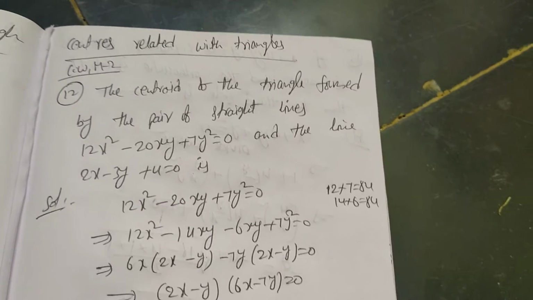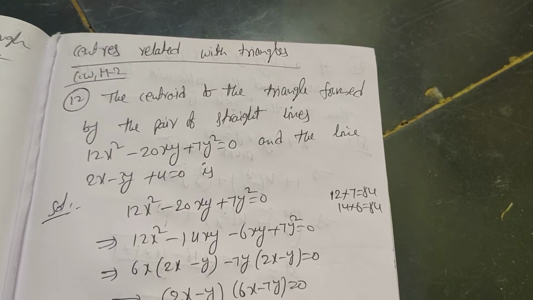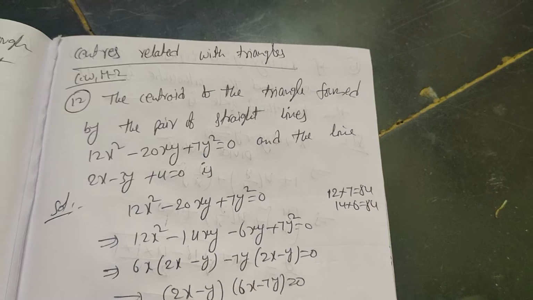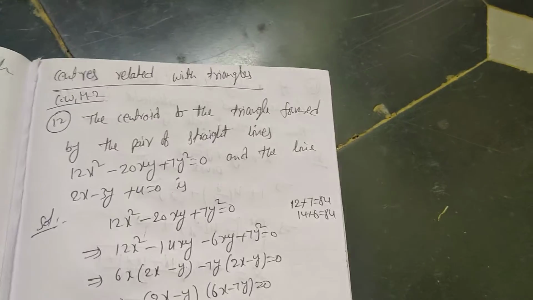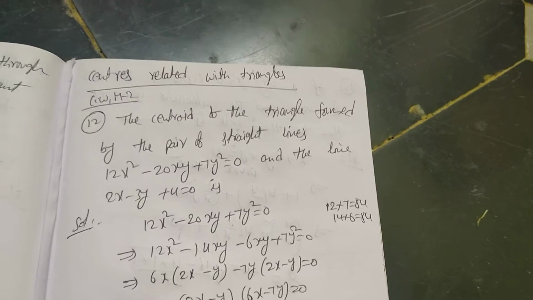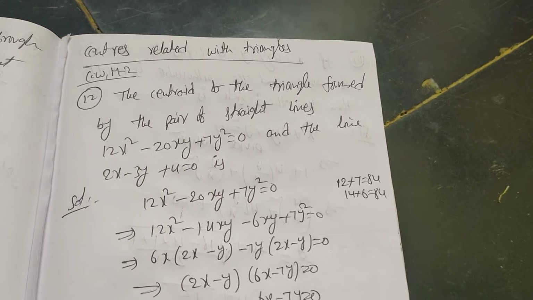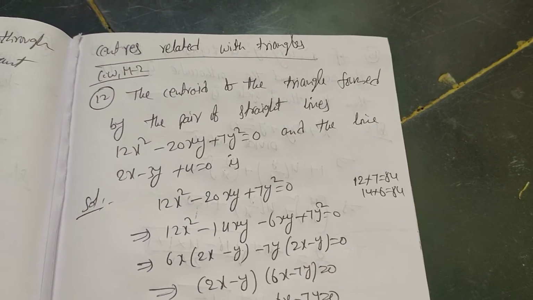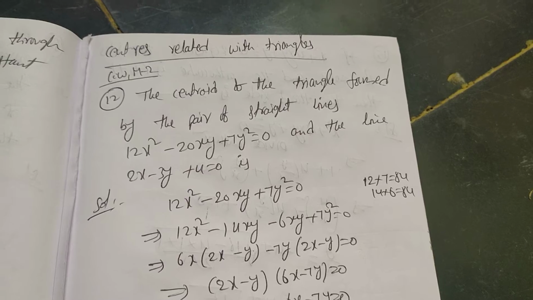So we know what the centroid is. The centroid is nothing but the point of concurrence of medians. So if you know the three vertices of the triangle, what is the centroid formula? It is (x1 plus x2 plus x3) by 3 comma (y1 plus y2 plus y3) by 3.